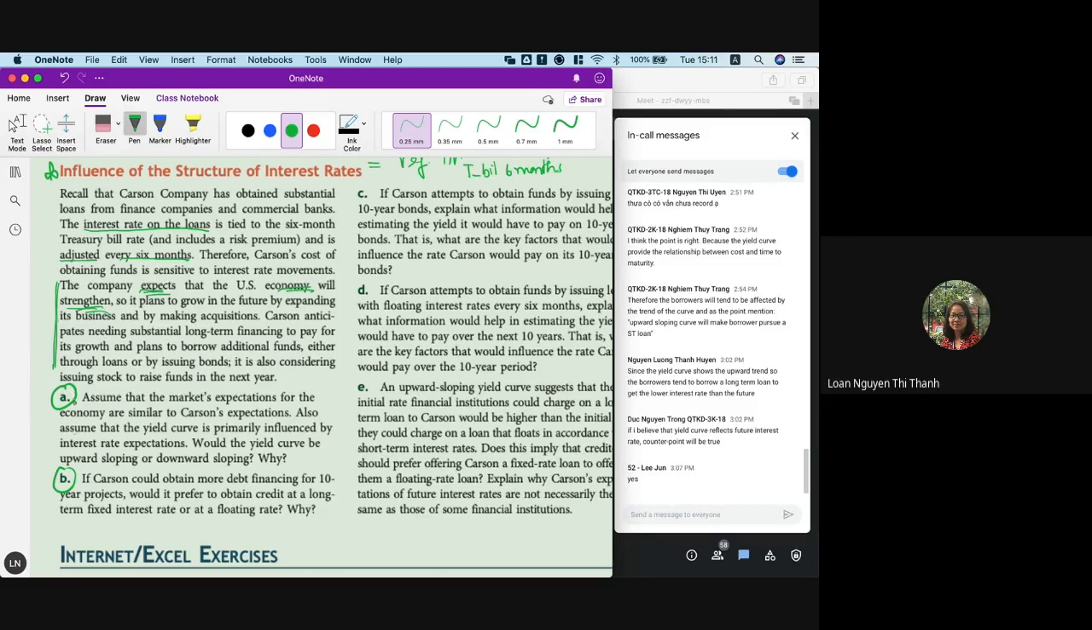Now, question 8. Assume that the market expectations for the economy are similar to Carson's expectations: the economy will strengthen. Also assume that the yield curve is primarily influenced by interest rate expectations. Would the yield curve be upward sloping or downward sloping, and why? Given the two assumptions, what happens to the yield curve?